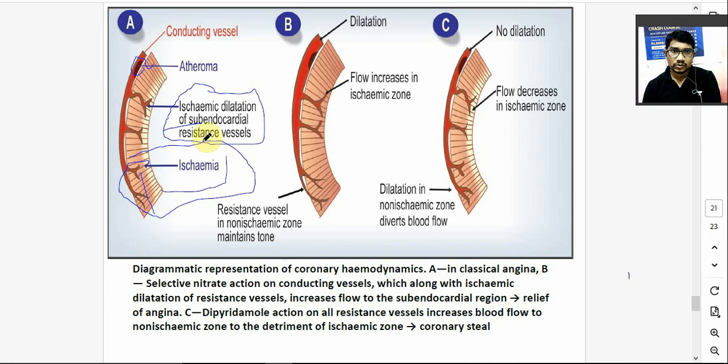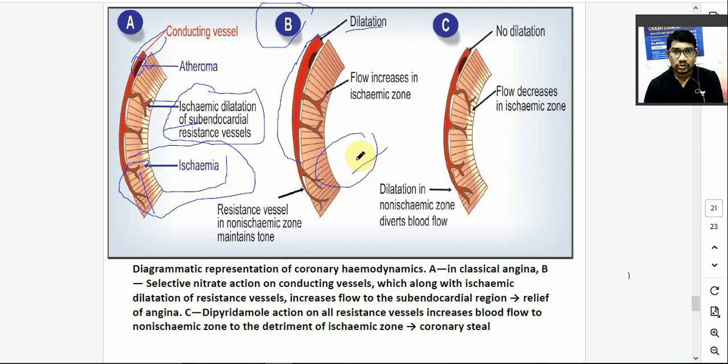So this is not a conducting vessel. Conducting vessel means the main branch of your coronary artery, and the small branches are called resistance vessels. In case of nitrates, if nitrates are given, they will dilate the coronary artery, so blood supply to the heart will increase, and this ischemia will be relieved.